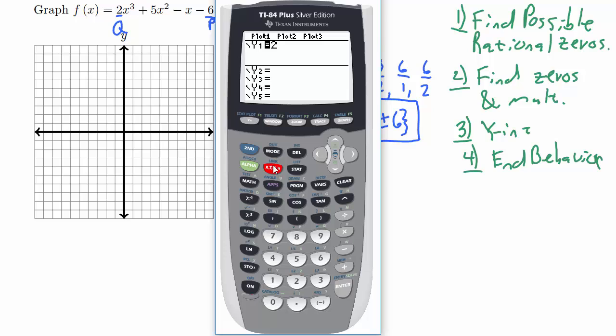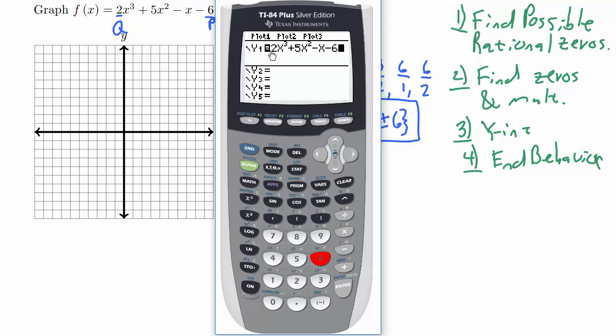The 2x cubed plus 5x squared minus x minus 6. Now you do have to be a little bit careful here. Make sure you use the minus sign and not the negative, because if you put a negative right here or right here, the calculator is going to look at that as multiplication of a negative, not just subtraction. So you do have to be a little bit careful.